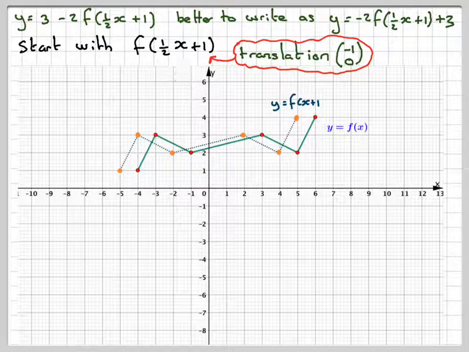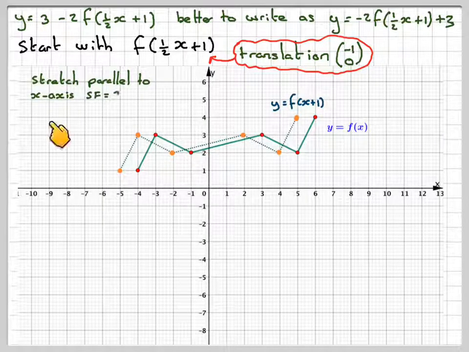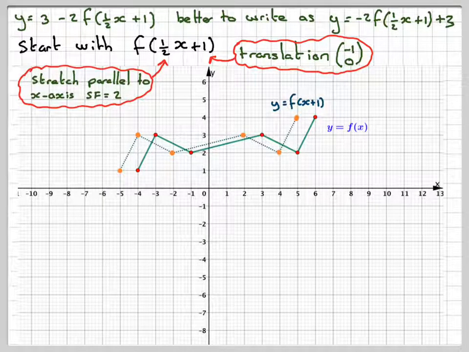Now for the half x, that is a stretch parallel to the x-axis, scale factor 2. So this point is 5 away, so it will go to here. This point is 4 away, so it will go to minus 8. This point is just 2 away, so it will go to minus 4.